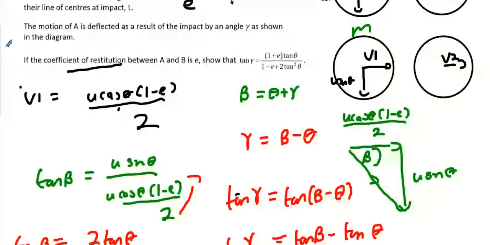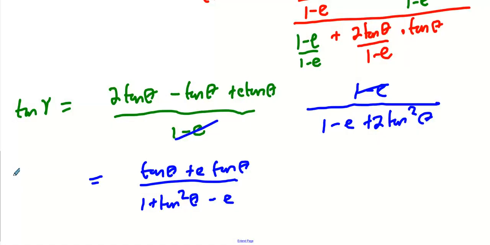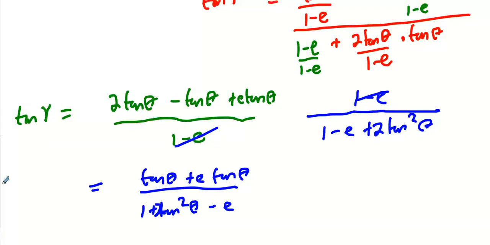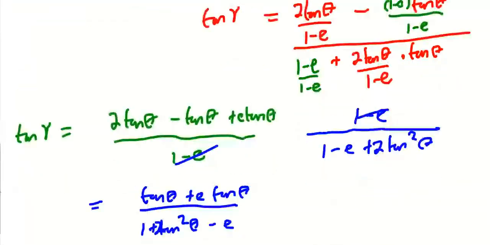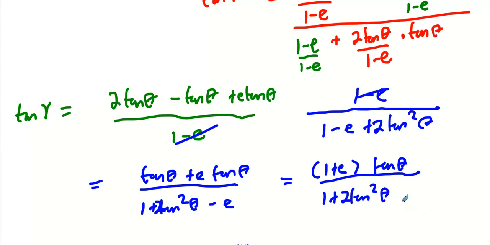And check the answer at the top here. Now they have 2 tan squared theta. Now where, oh, the 2 is there. There it is. 2 tan squared theta minus e. So it's 1 plus 2 tan squared theta minus e. And I actually have the same answer, which is great. So 1 plus e into tan theta, and then it's 1 plus 2 tan squared theta minus e. And you're done. That's your tan y. Okay guys, not too bad of a one in the end.